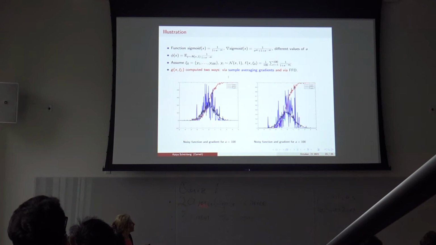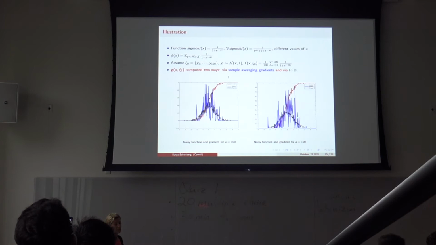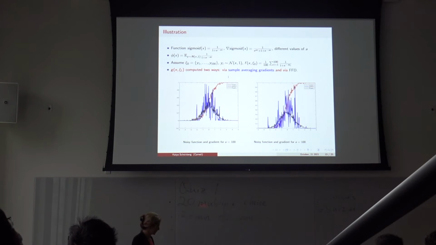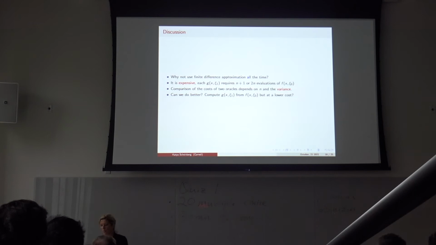And so now you can see that the finite difference has smaller variance. Remember, I told you variance means you can make larger steps; smaller variance, larger steps, a more efficient algorithm. So there is maybe a reason to use finite differences. Okay, so why not use it all the time, right? Why don't we use finite differences?